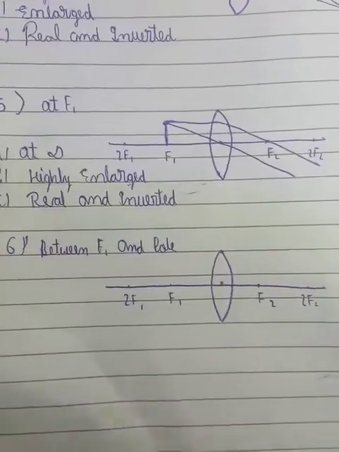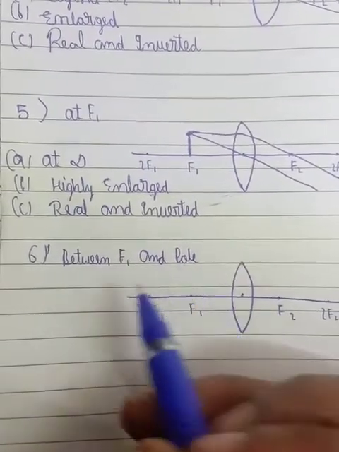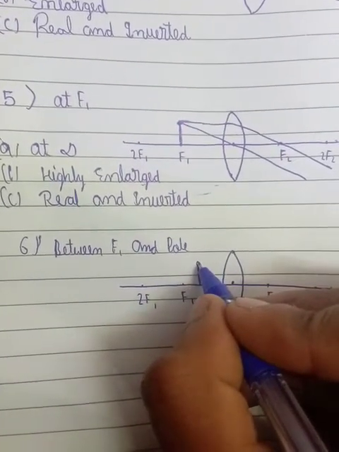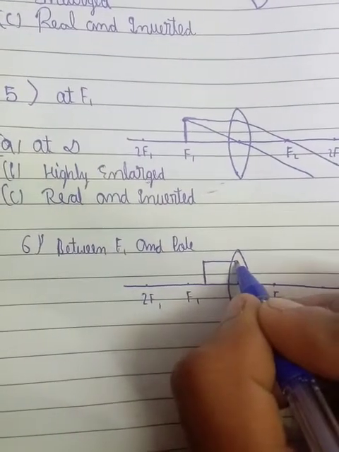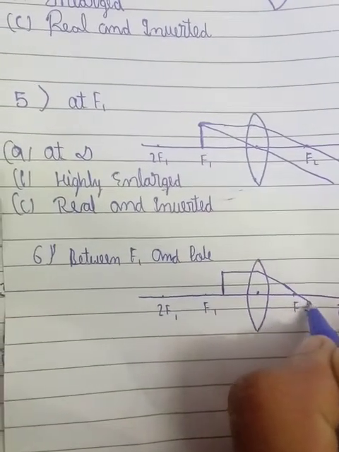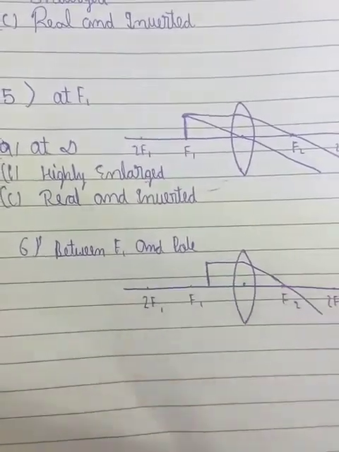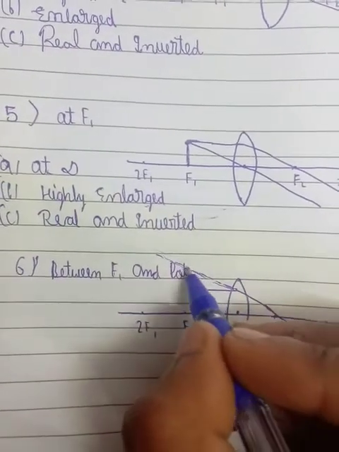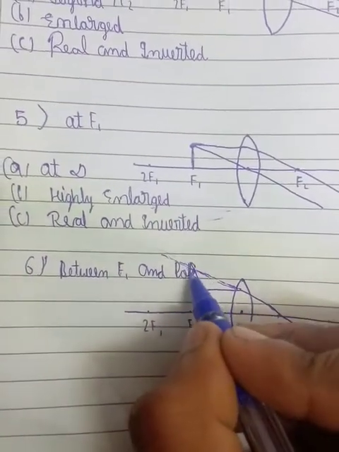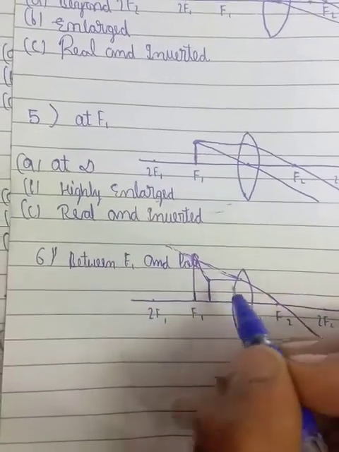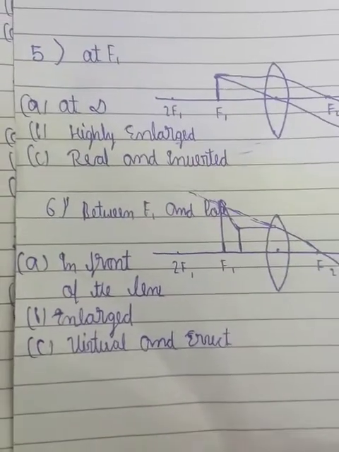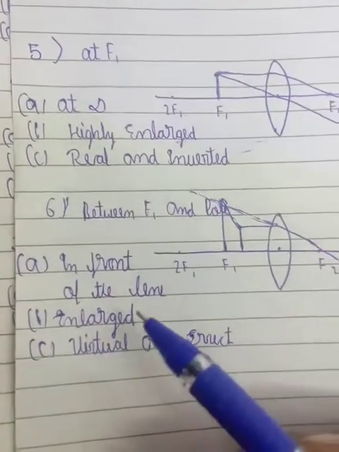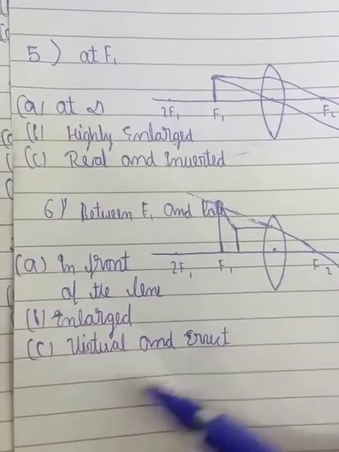In the sixth case, the last case of this lens, the object is kept between F1 and the pole of the convex lens. From here the light ray will pass parallel to the principal axis and here it will pass through the focus according to the rule, and from here we extend it backward, and it will cut here. Our image will be formed here, behind the lens. The characteristics of this image are: it is in front of the lens, it is enlarged, larger than the object, virtual and erect, not real.